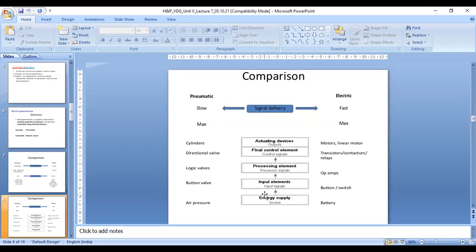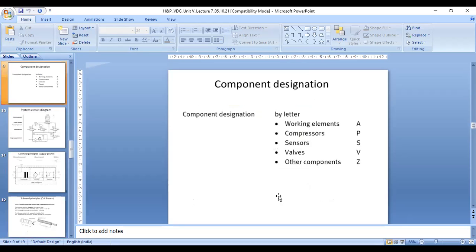Comparison also in pneumatic: slow signal delivery versus fast signal delivery. Cylinder versus motor, linear motor as actuating device. Final control element: direction valve versus transistor. Processing element: logic valve versus operating amplifier. Input element: button valve versus button. Energy supply: air pressure versus battery.